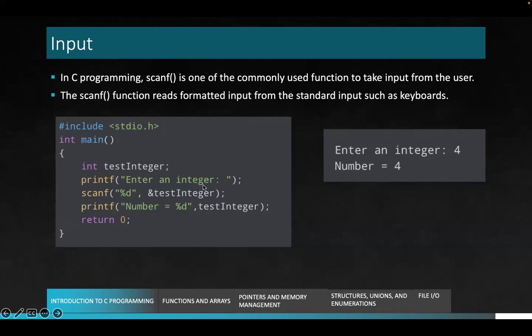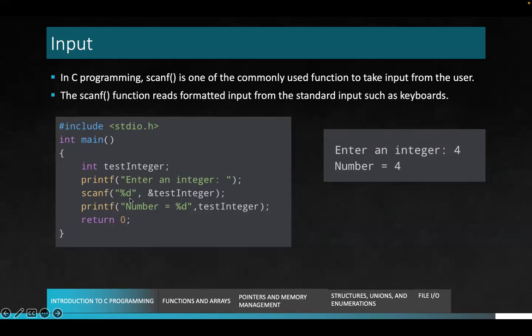So "Enter an integer." Once the program is run, the user will see this string. The right side of it is the output. Enter an integer. Once that is done, the user will enter a number, 4, as per this program. How will the program identify the value entered by the user? It uses the scanf function. In this scanf function, it will have to use %d because it's an integer.